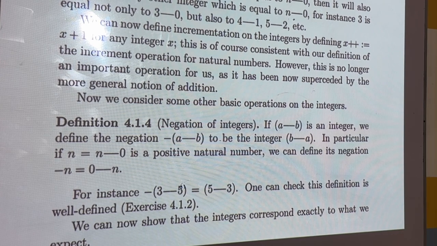Negative a minus b, that's the definition. So we can say negative a minus b is equal to b minus a. In particular, if n, which is n minus 0, is a positive natural number, we can define its negation as 0 minus n. That is the definition. For instance, negative 3 minus 5 is 5 minus 3.